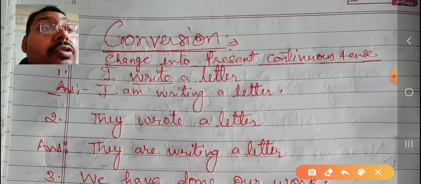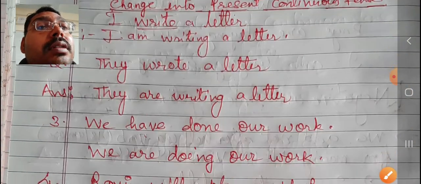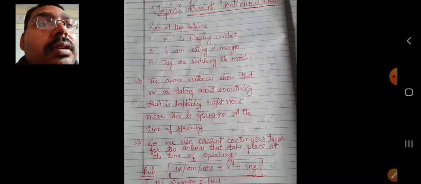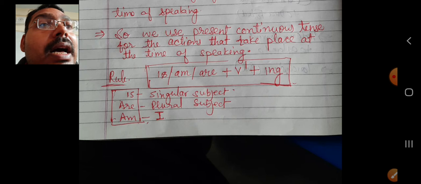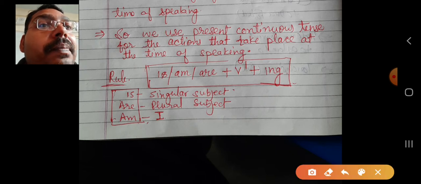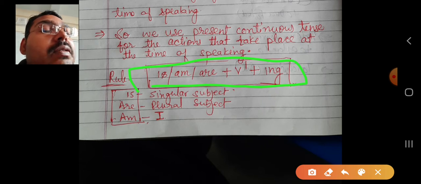Did you forget that? I told you the rule. Isn't it? I told you that rule. Here it is, the rule is written here. It is is/am/are plus verb first form plus ing. This is the rule of present continuous tense.